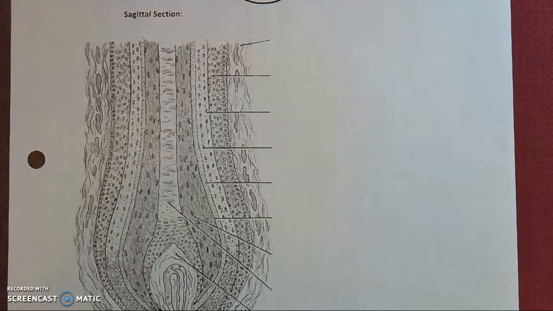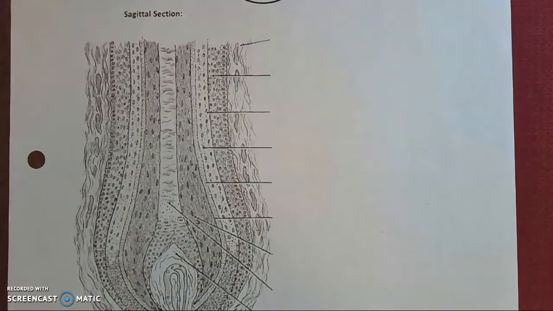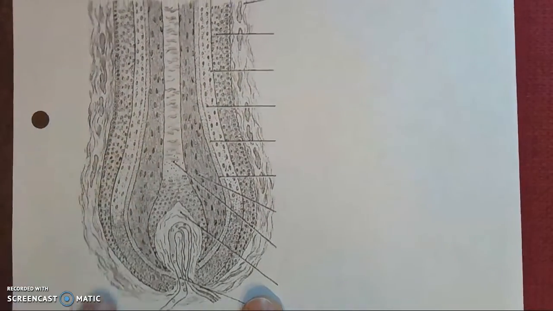Welcome back to Chapter 5, the integumentary system. This is video number 11. So in this video, we are going to look at this sagittal section of a hair follicle. So this is the entire follicle here.